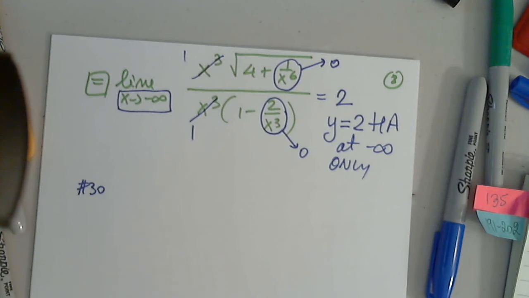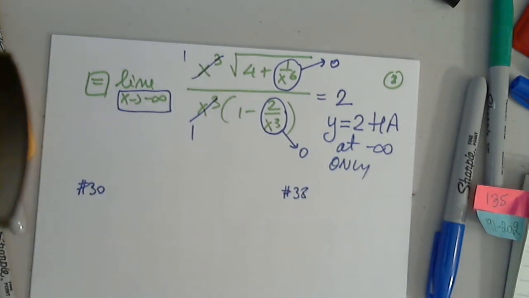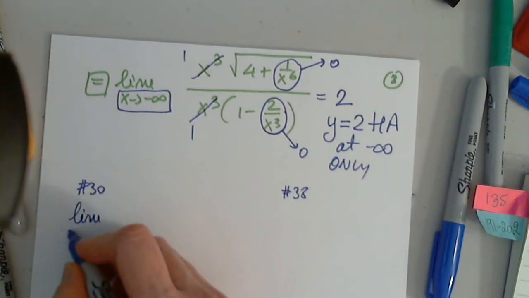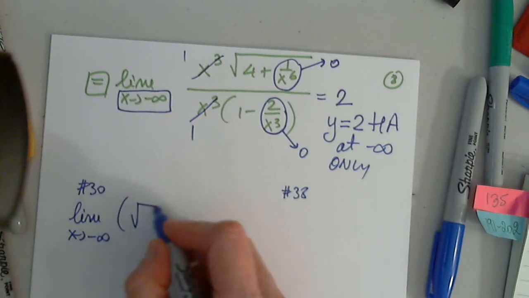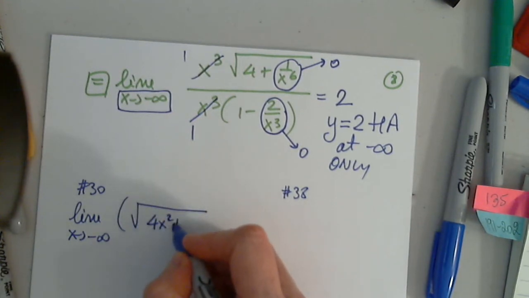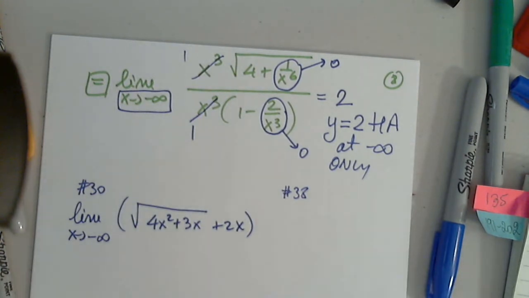So I will also, 38. Yeah, 38. Okay, that was fun. 30 and 38. Very good. So let me copy 30. Where is 30? Okay, here it is. So limit as x approaches negative infinity of the square root of 4x squared plus 3x plus 2x. And then I'll come back. What was the other one? We said 38. Let me copy it here so I don't have to do this again.